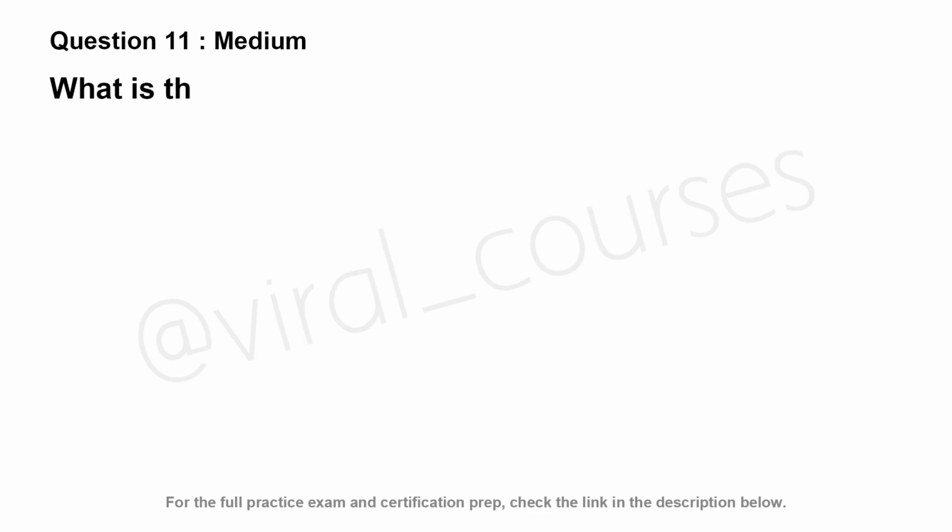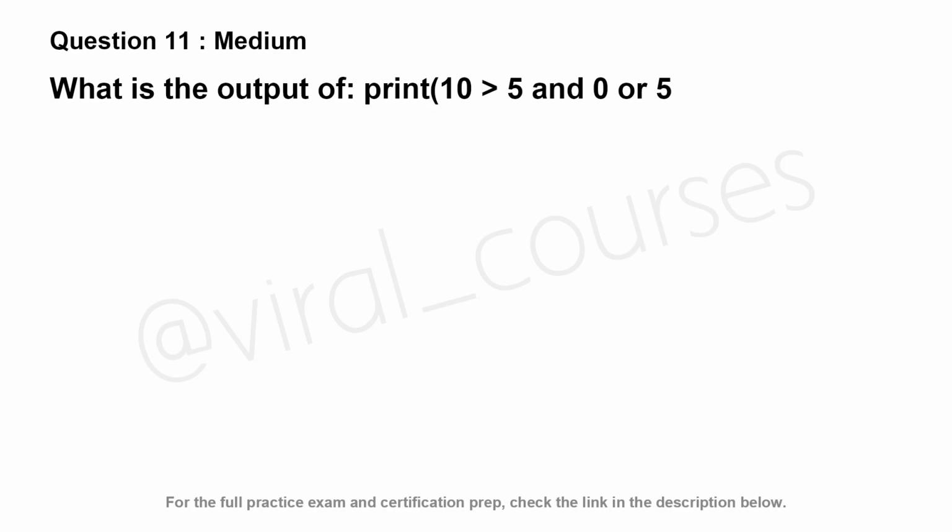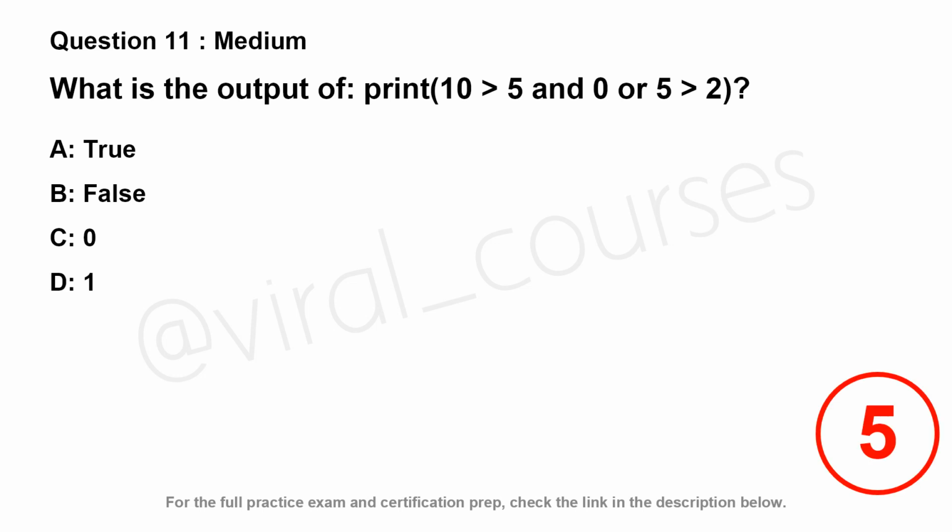What is the output of print(10 > 5 and 0 or 5 > 2)? Option A, True. Option B, False. Option C, 0. Option D, 1.